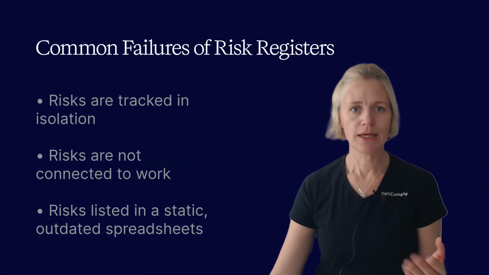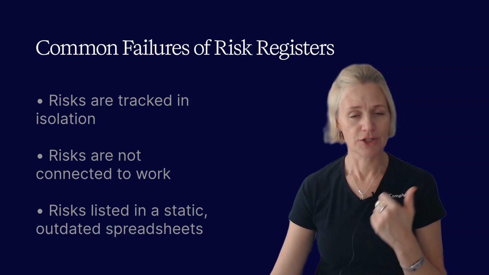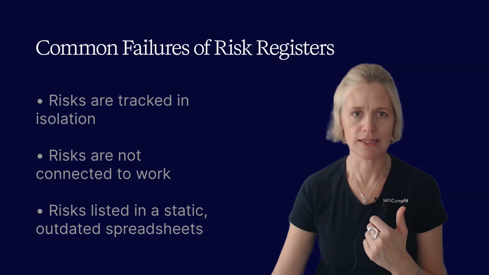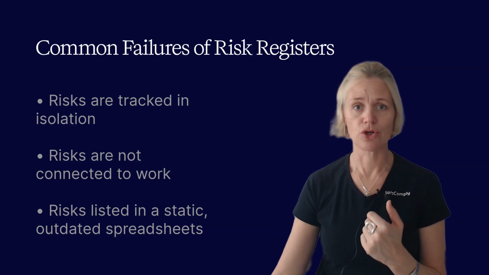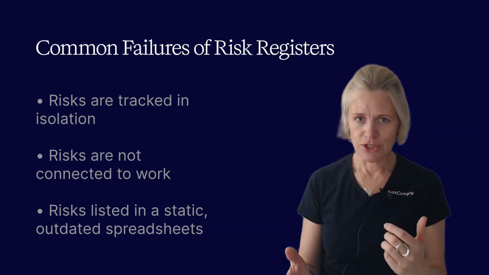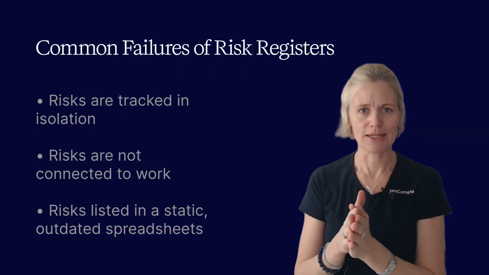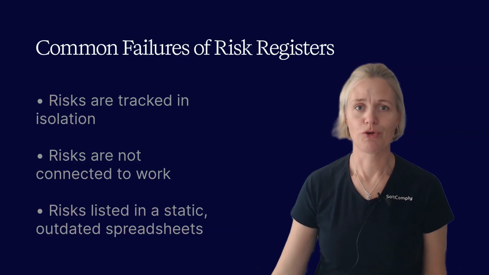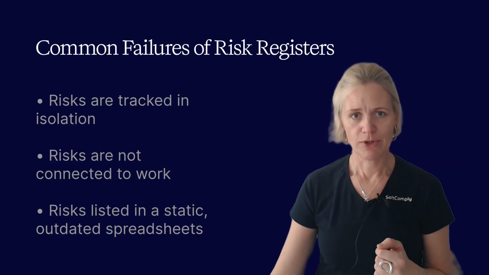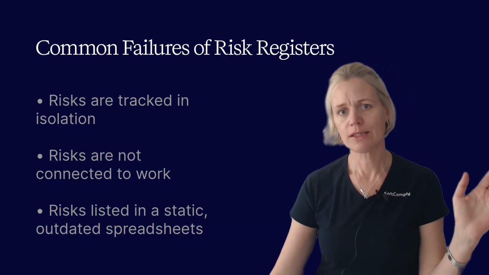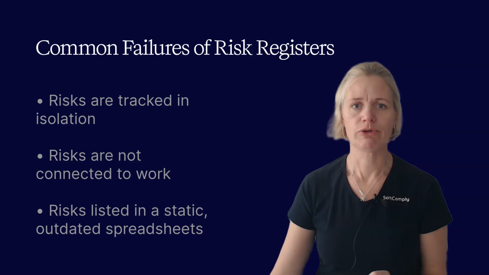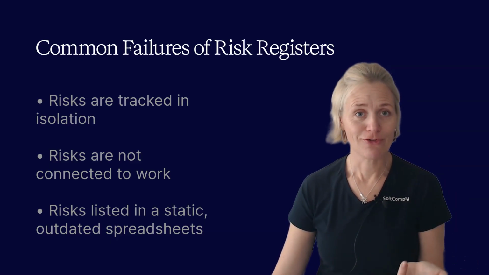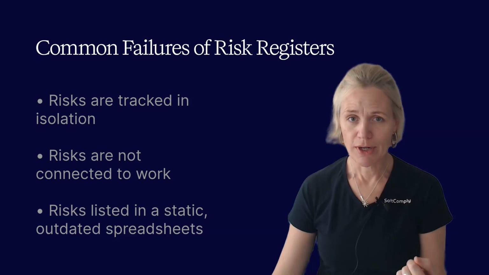Most risk registers fail for three reasons. First, they are tracked in isolation. They're just lists, no links to assumptions, issues, or dependencies. Second, risks are not connected to your work. Have you seen a risk register where in the risk mitigation it just says monitor and nothing actually happens? This is a huge problem. And third, everything lives in a spreadsheet, which means it's manual, it's outdated the moment you export it, and it has absolutely no relationship with what the team is actually doing. So the register itself looks fine, right? But it does not prevent surprises.